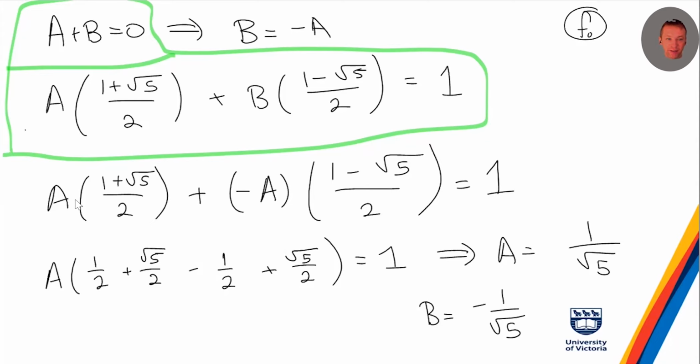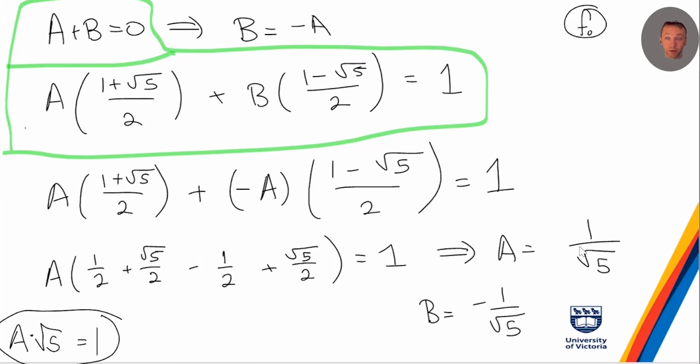So I have a 1 times a here. I've got a 1 times minus a, so those are going to cancel. I've got an a times root 5. I've got a negative a times negative root 5. Those are not going to cancel. Those are going to add up to a 2 root 5 on the numerator. Anyway, so what you get is that a times root 5 is 1. Or in other words, a is 1 over root 5. Okay, and then b is negative 1 over root 5 because of this equation here.